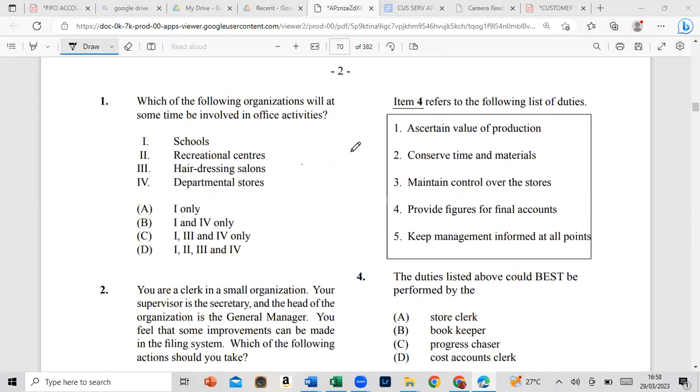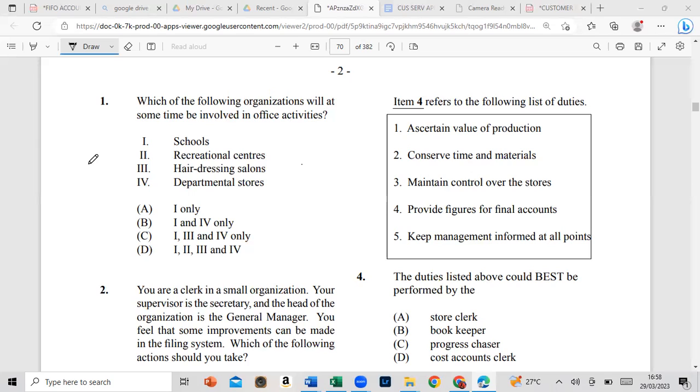Alright, let's go. It says, which of the following organizations will at some time be involved in office activities? Is it 1, schools, 2, recreational centers, 3, hairdresser salon, 4, department stores? Is it 1 only, 1 and 2, 1 and 4 only, 1 and 3 only, 1, 3 and 4 only, or 1, 2, 3, 4?